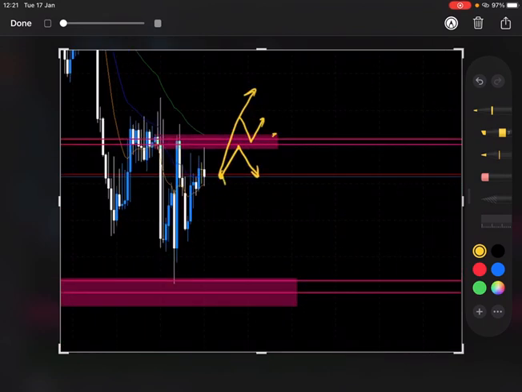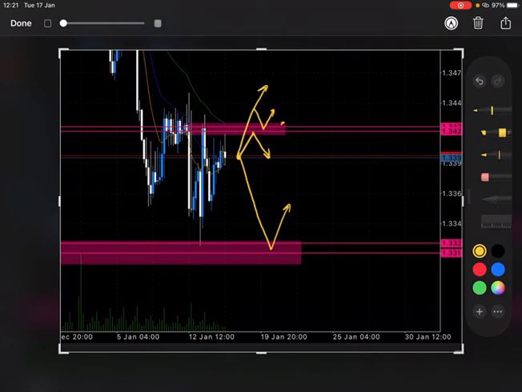Vice versa, if it decides to drop all the way down into our buy zone and respects it, then potentially we can catch a buy back up. But if it breaks the zone, then we know it potentially could go even lower.